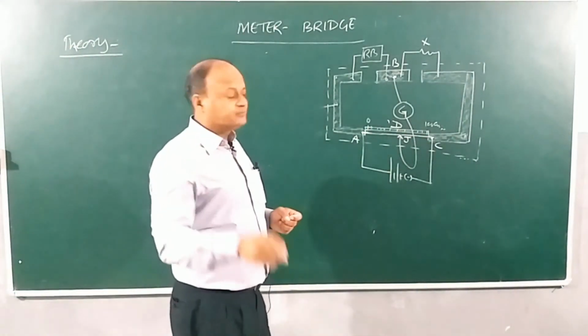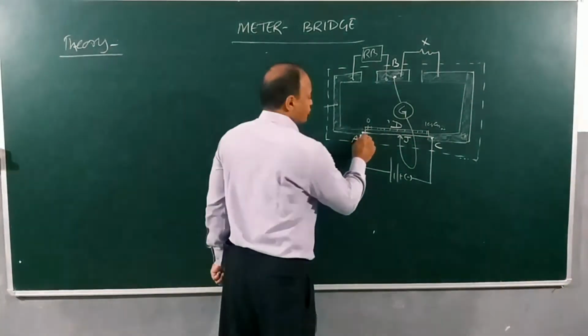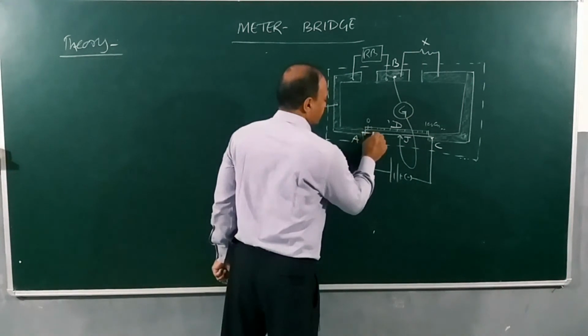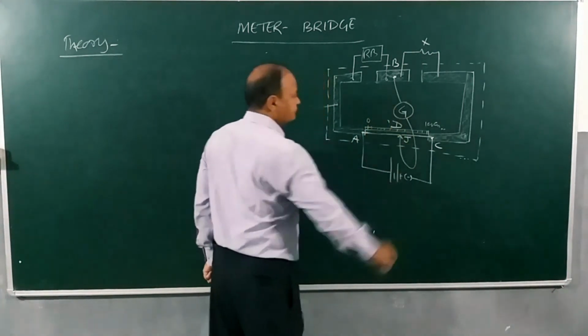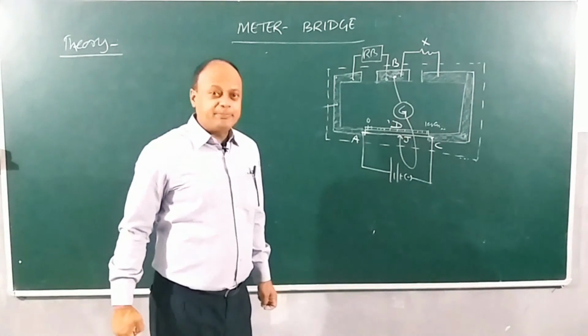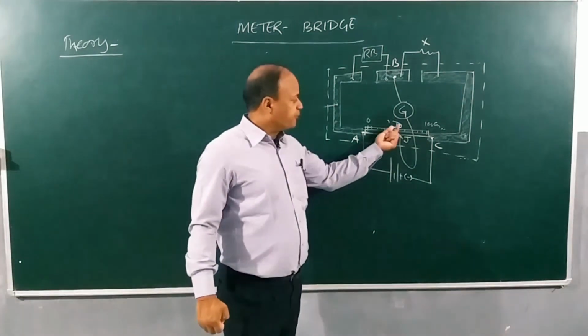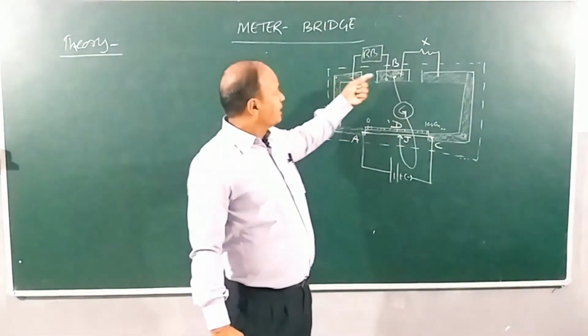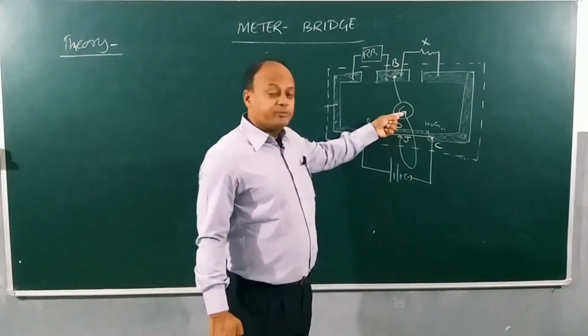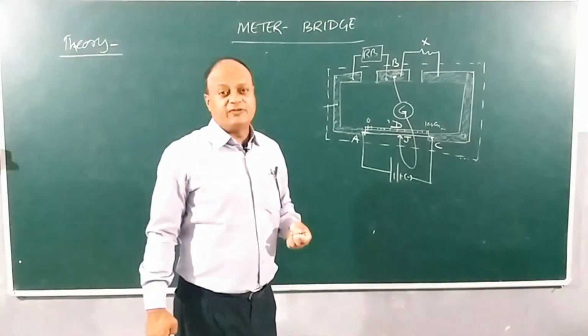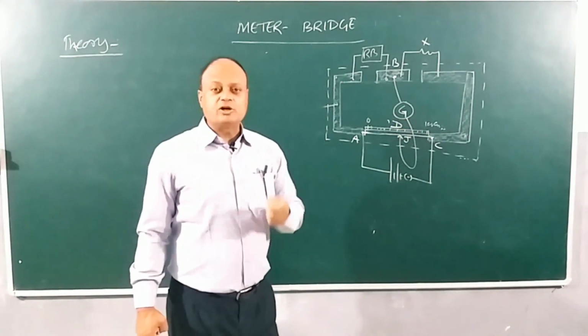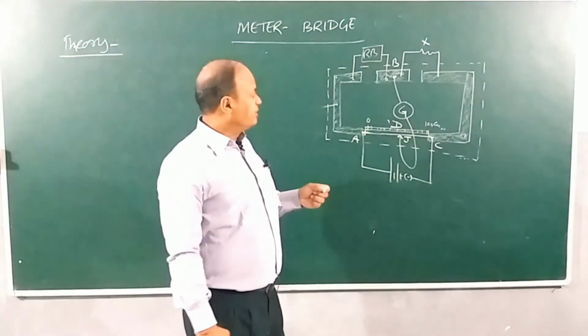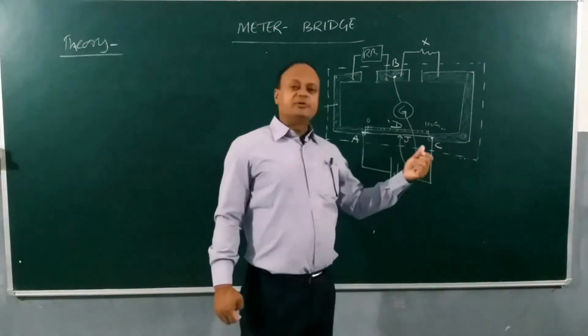When this is done, then I'll start sliding the jockey on this meter bridge wire like this. When I tap the jockey at the point D, then we'll find that the galvanometer will not be showing any deflection. When the galvanometer is not showing any deflection, then we will see that the meter bridge is balanced.